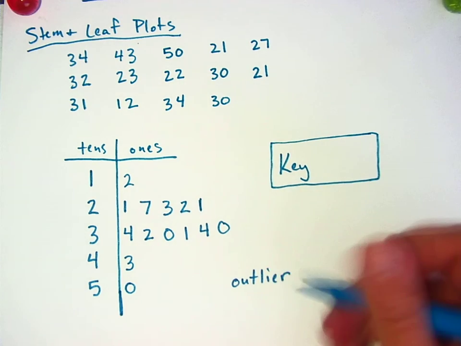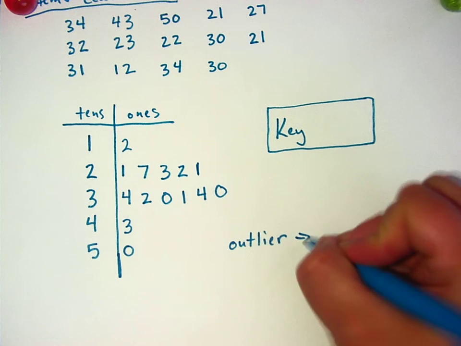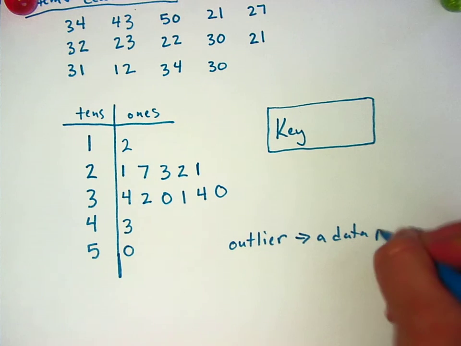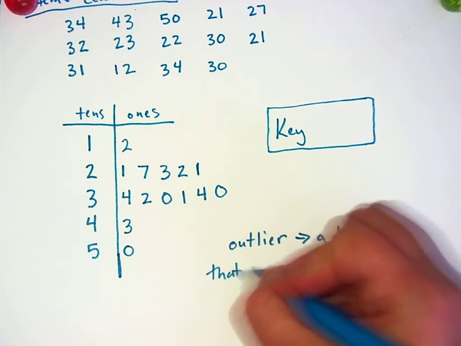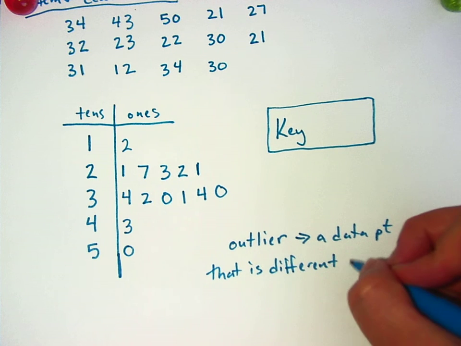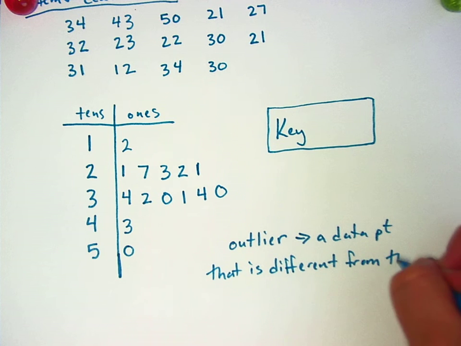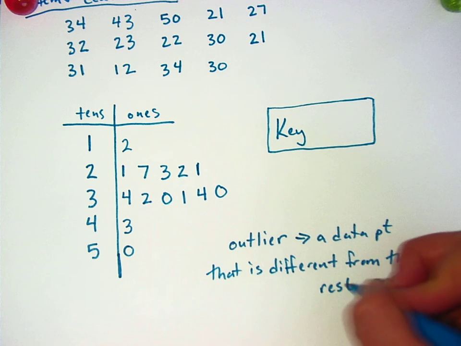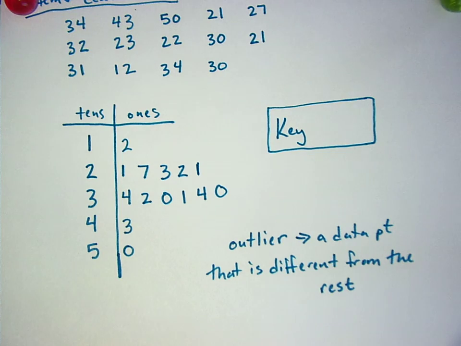That does not mean, I'm just going to write a data point that is different from the rest. And usually very different. So like 27 wouldn't be an outlier, even though there's only one 27. It's different from the rest, but it's not very different. You know what I mean? An outlier, this liar part, doesn't mean that somebody's actually lying. I had a kid ask me that once. It means that the data lies outside of the norm.